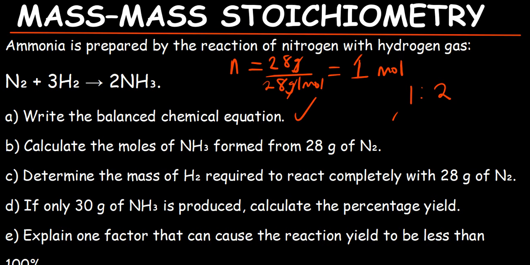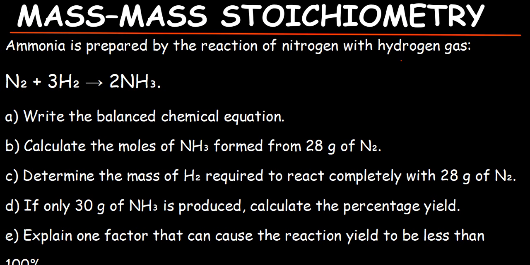What about the product? What are we going to have? We're going to realize that the moles of ammonia will be 2, because for every mole of nitrogen, you're going to get 2 moles of the product. So the moles of ammonia that is going to be formed from 28 grams is just going to be 2 moles.